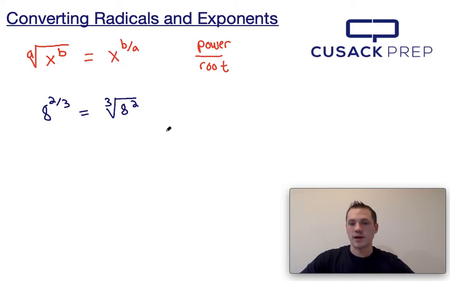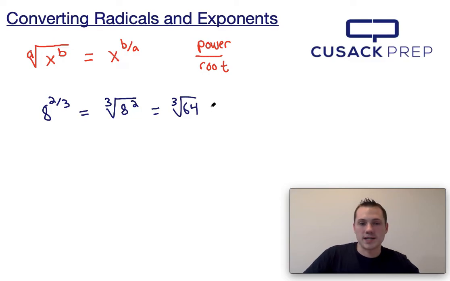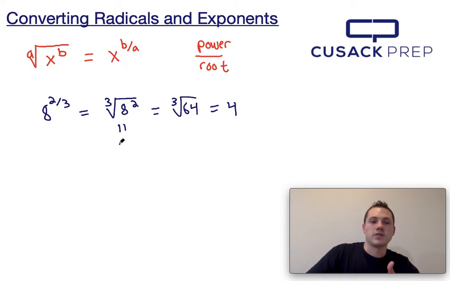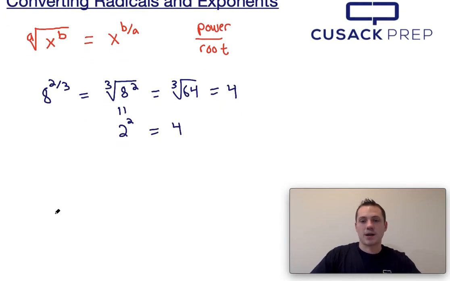Now, we can choose to evaluate this in either order. We can either square 8 first, and then take the cubic root of that. So 8 squared is 64, and the cubic root of 64 is 4. Or we can also take the cubic root first. So I can take the cubic root of 8, which is 2, and then I have to square that, which is once again going to give me 4. So we can see that either way we do it, it works out.